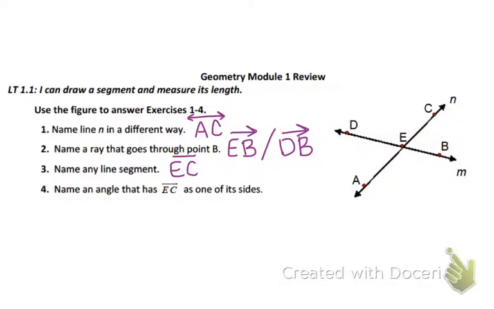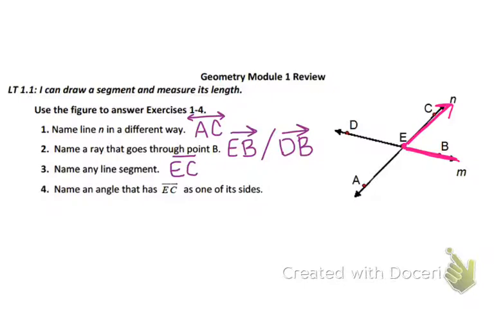Alright, moving on. Name an angle that has ray EC as one of its sides. So let's highlight ray EC. So here it is in pink. So I need to create an angle that has ray EC as one of its sides. So I'm going to look at this one, the one that goes through B.